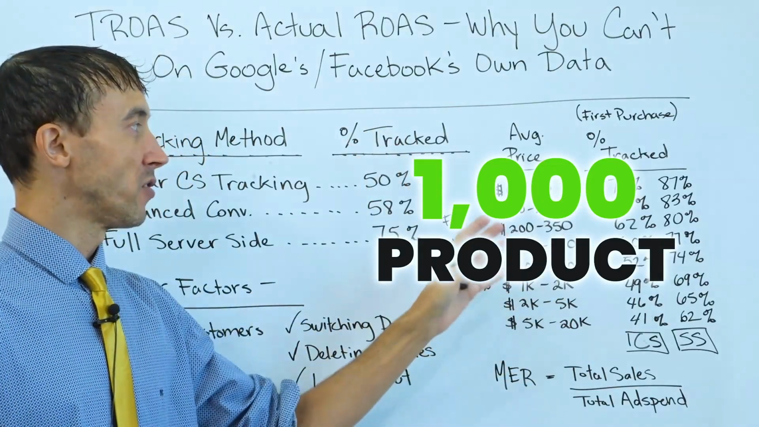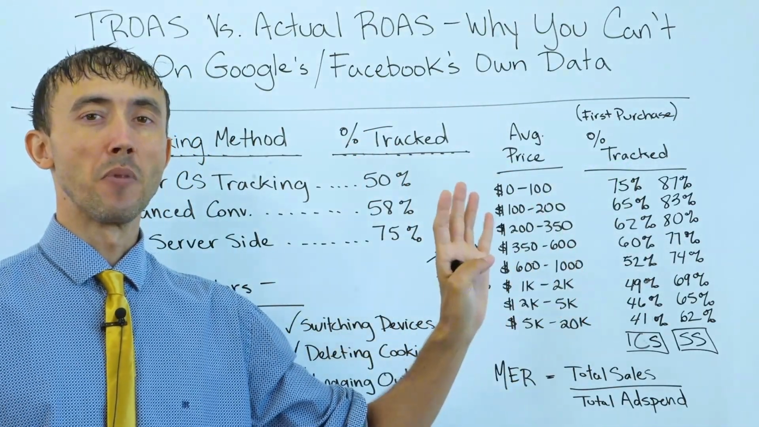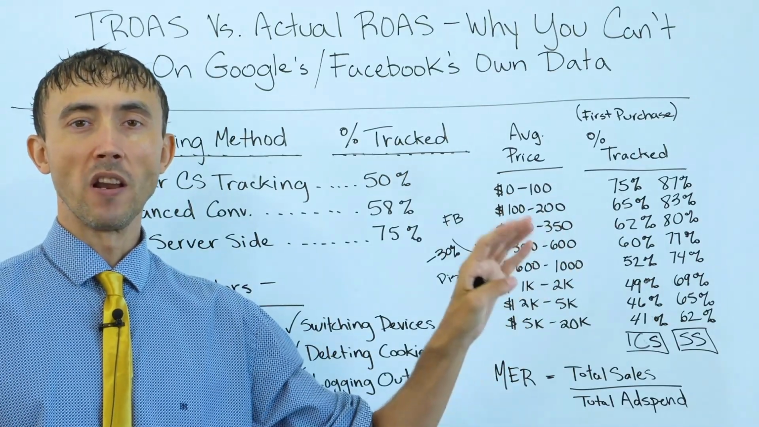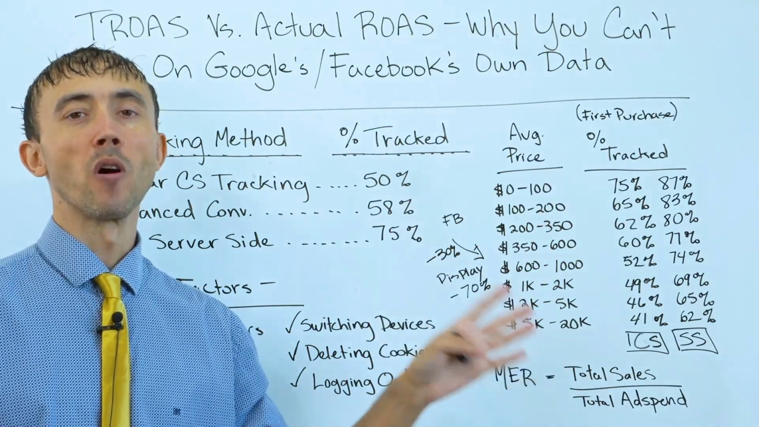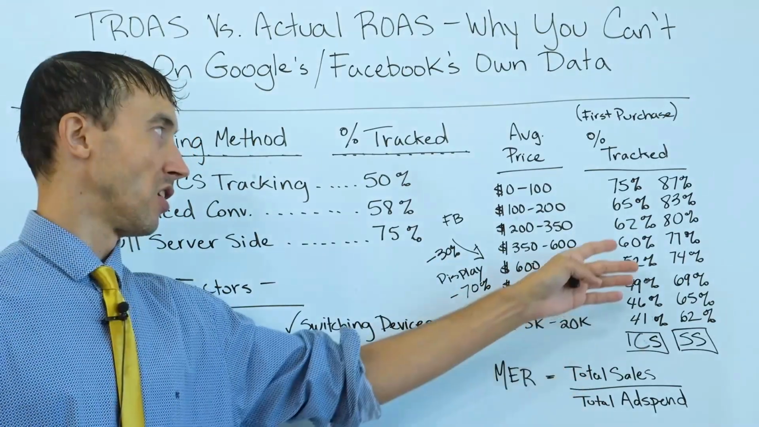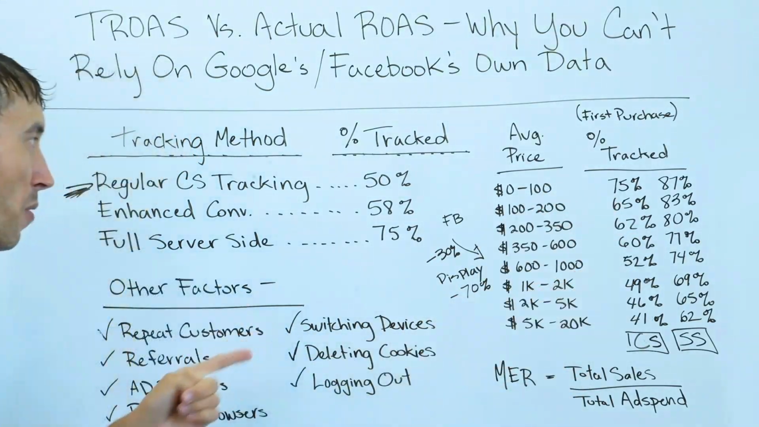Now that varies heavily by niche. When I say by niche, what I really mean is by average ticket size. What is the price of your item? The more expensive your item, the more it undercounts your sales. The cheaper your product is, the less the undercounting occurs. I'll talk more about that in a minute.